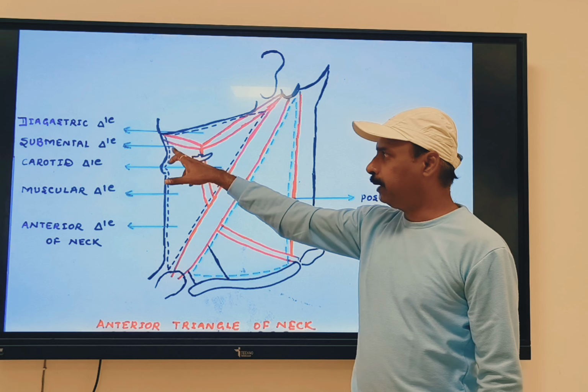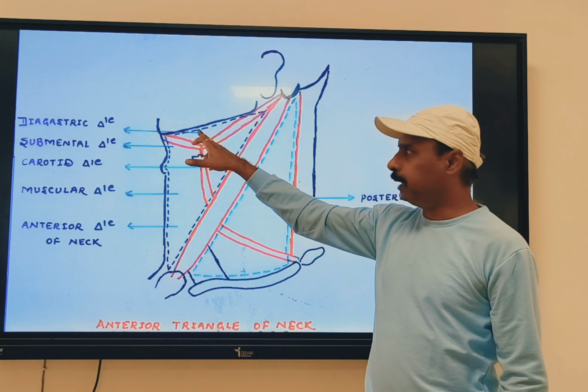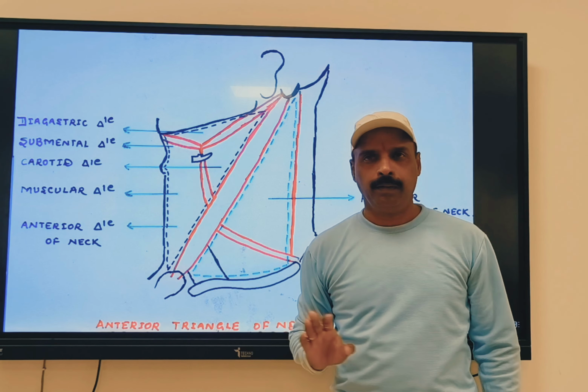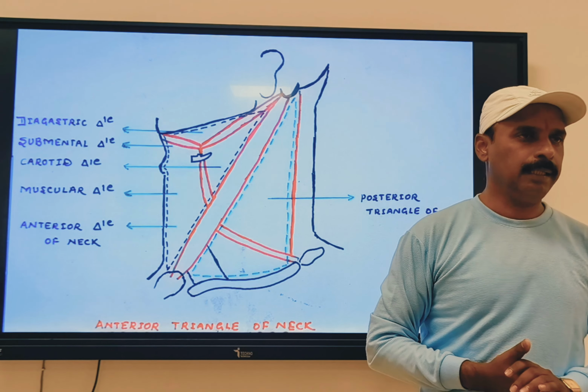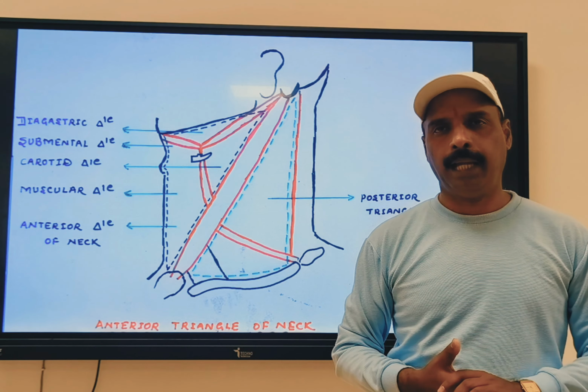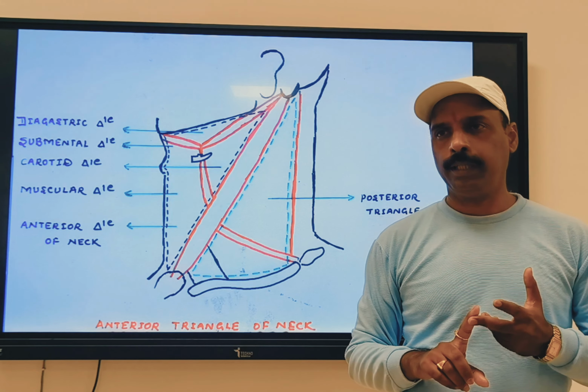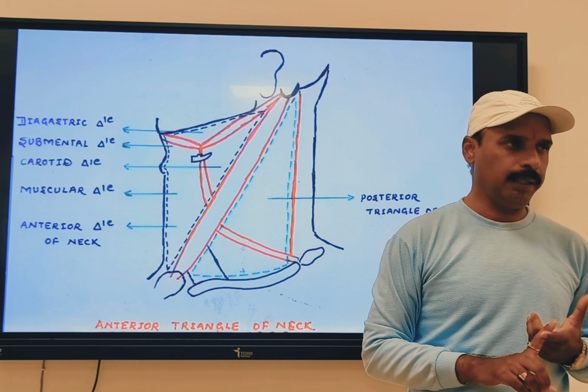So I have told submental triangle, then digastric. This is a digastric triangle. This is a carotid triangle and muscular. What are the four subtriangles of the anterior triangle? Submental, digastric, carotid, and we have the muscular.